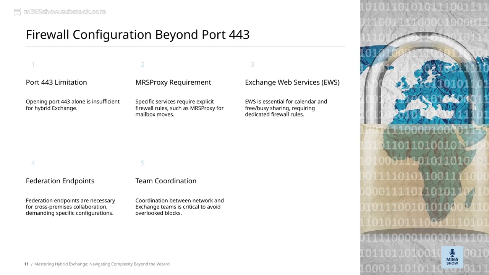Finally, some services like MRS Proxy, which handles mailbox moves, need explicit firewall rules. You can't just rely on opening port 443. You have to specify rules for these individual services to ensure seamless operation. So the main takeaway here is that managing a hybrid Exchange environment involves more than just opening a port. It's about detailed, coordinated configuration of multiple endpoints and services to make sure everything works together smoothly.